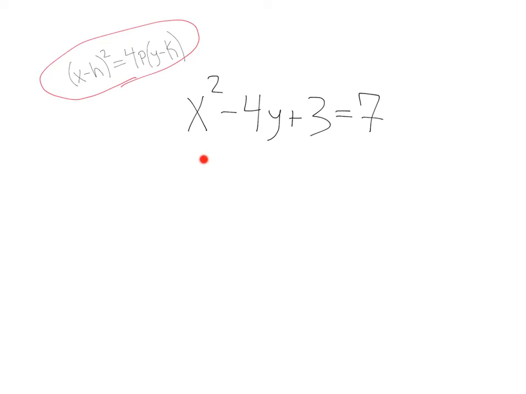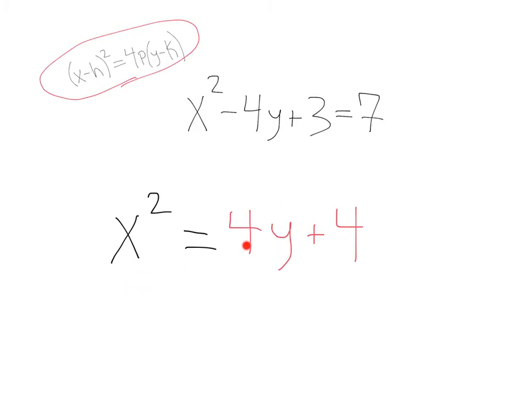Next step, we've got x squared minus 4y plus 3 equals 7. Again, let's stick to this form because we have the x squared term. First step, get all our x's on one side. So to do that, all we need to do is add 4y and subtract 3 to both sides. That'll leave us with x squared equals 4y plus 4.